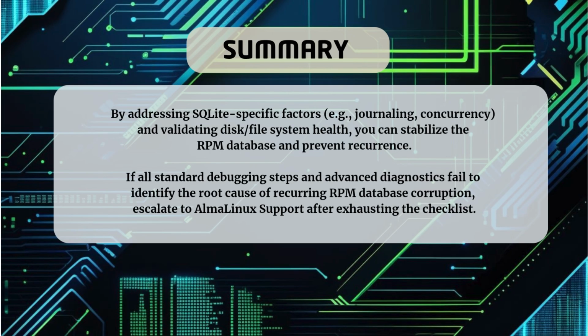By addressing SQLite-specific factors such as journaling, concurrency, and validating disk and file system health, you can stabilize the RPM database and prevent recurrence. If all standard debugging steps and advanced diagnostics fail to identify the root cause of recurring RPM database corruption, escalate to AlmaLinux support after exhausting the checklist.